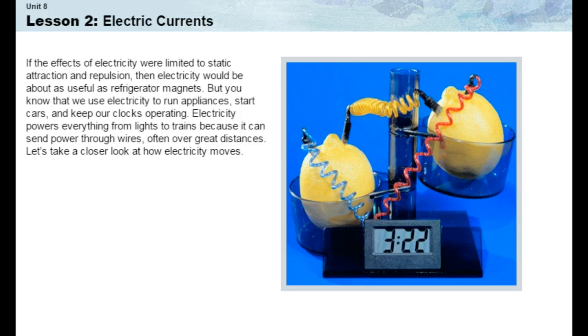If the effects of electricity were limited to static attraction and repulsion, then electricity would be about as useful as refrigerator magnets. But you know that we use electricity to run appliances, start cars, and keep our clocks operating. Electricity powers everything from lights to trains because it can send power through wires, often over great distances. Let's take a closer look at how electricity moves.